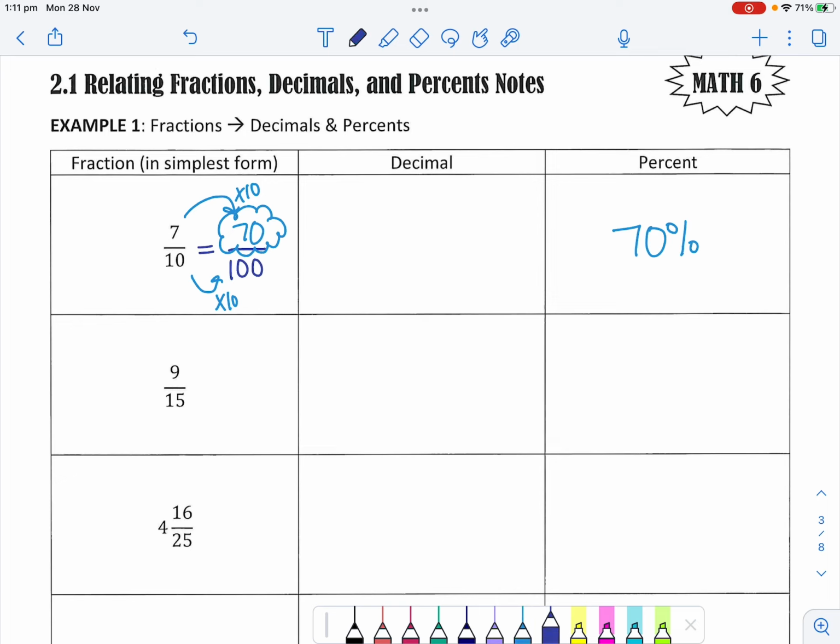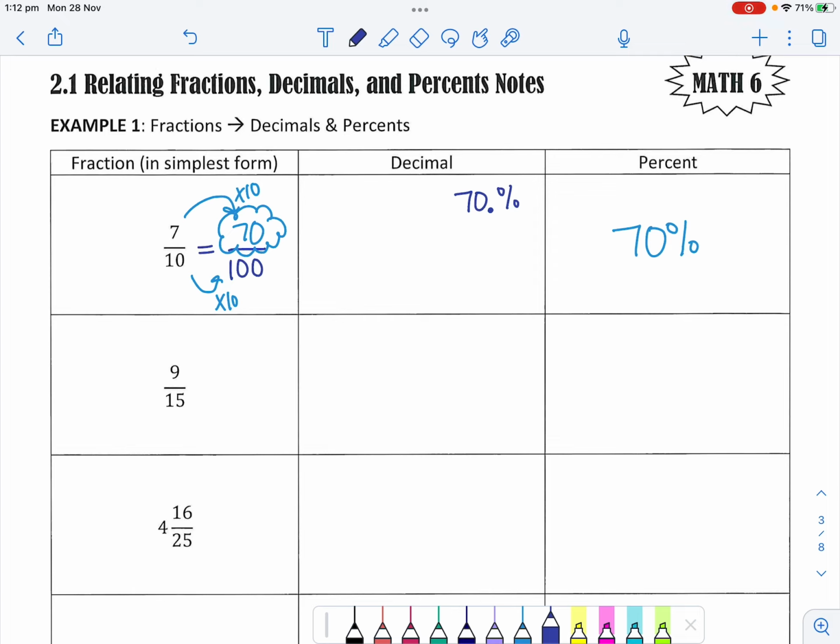Now, when I want to go from a percent to a decimal, and I'm going to rewrite my percent here in this middle area, I need to remember that my decimal is going to be at the back of this number. And when we change a percent to a decimal or a decimal to a percent, we are either multiplying or dividing by 100 depending on the situation. So in this first one, we're trying to go from a percent to a decimal. So I want to do 70 divided by 100.